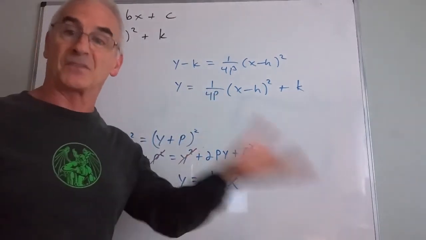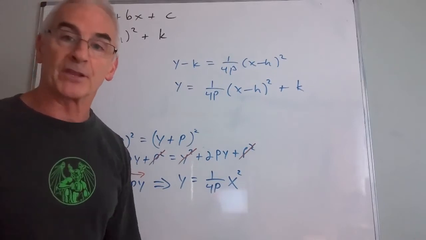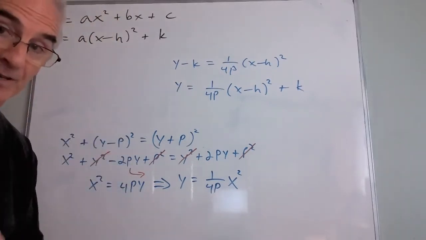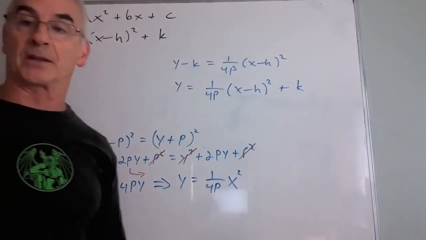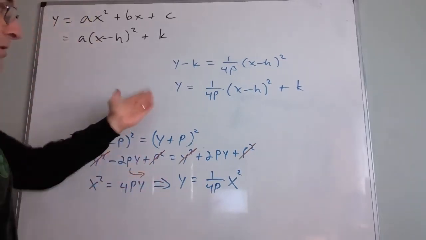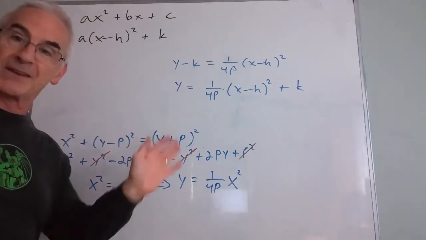Whatever the a is, that is 1 over 4p. So whatever the coefficient in front of the x squared is, that tells me everything about the shape, but also tells me where the focus is. It tells me where the directrix is, everything.